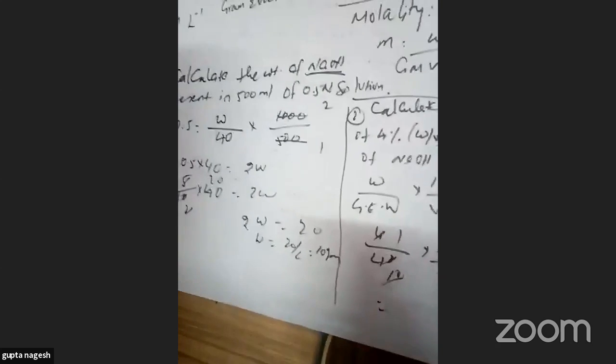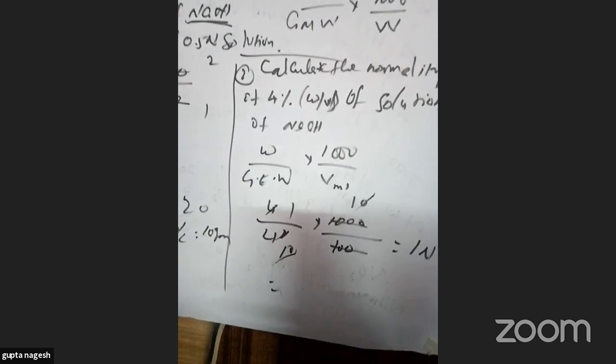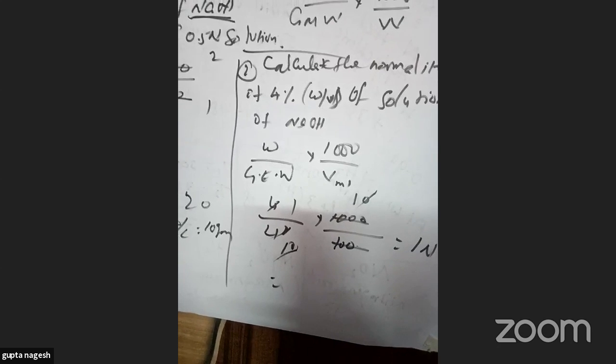So what are the differences between these two? In the previous question, he only gave the normality and asked to find the weight. But in this question, he has given 4% weight by volume and is asking to calculate the normality. So these are the two to three different types of calculations in normality. Now coming to molality. Today I will explain molality, and tomorrow let us consider examples and problems in molality also.